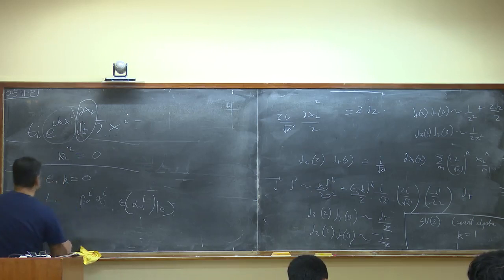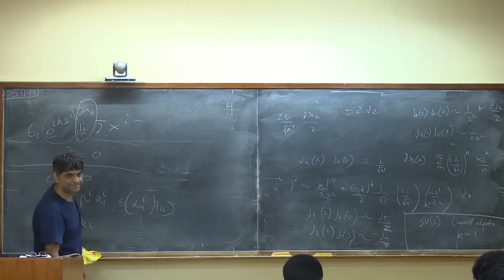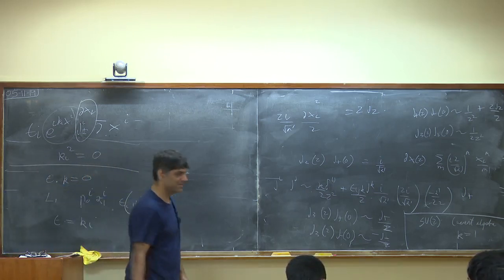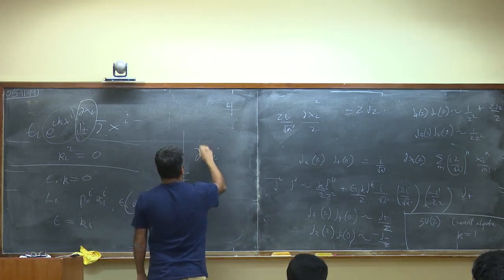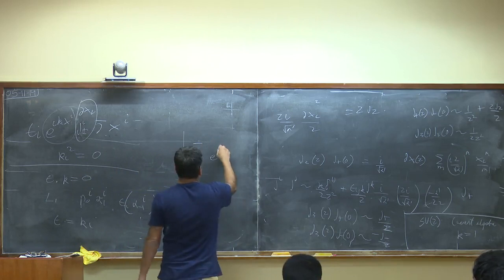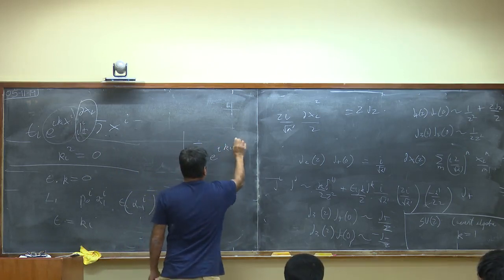And it was also true that if epsilon was equal to k_i, that was a null state. Why was that? Simply because you take the derivative of e to the power i k_i X^i, del bar of e to the power i k_i X^i.